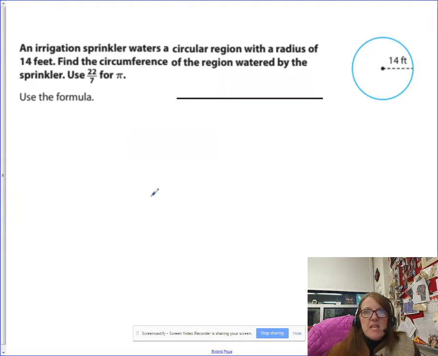Here's a picture. This is an irrigation sprinkler. So think of those sprinklers that you have in the middle, and they just go round in a circle. They're asking you, this circular region that's getting watered has a radius of 14 feet. Then find the circumference and use 22/7 for pi. Okay? Circumference is pi times diameter. Write the formula first, so then we can start substituting.